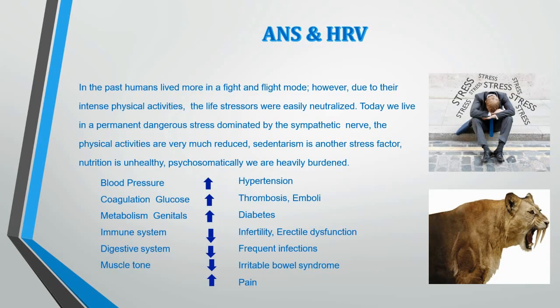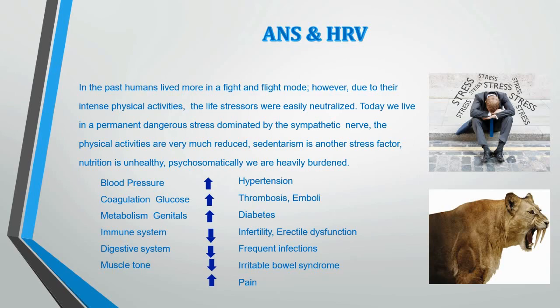So let's make the connection between the autonomic nervous system and the heart rate variability. In the past, we humans lived more in a flight and fight mode. However, due to our intense physical activities, those life stresses were easily neutralized. Today, however, we live in a permanent, dangerous, stress-dominated situation that, of course, means a domination by the sympathetic nerve. And our physical activities, unfortunately, are not sufficient. They are very much reduced compared to earlier times. Sedentarism is another stress factor that we suffer from in our society with our lifestyles nowadays.